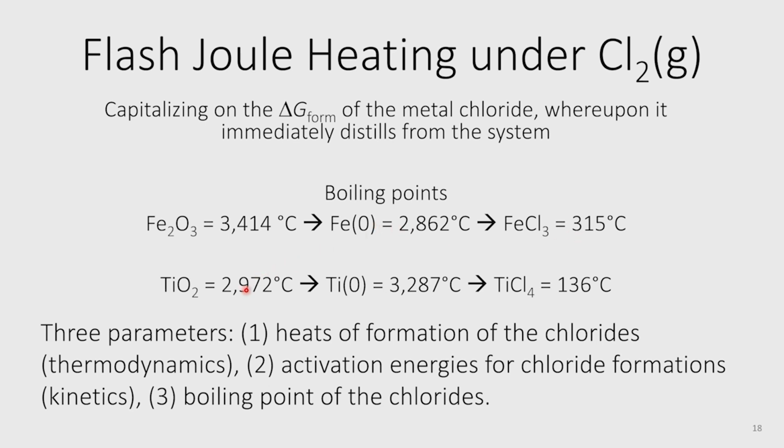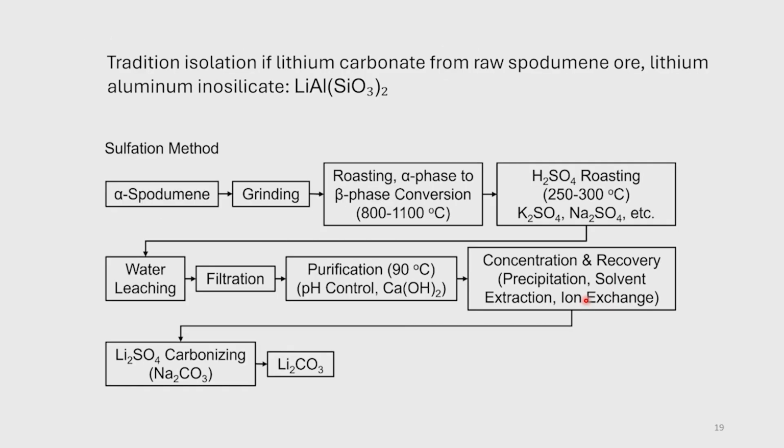Titanium oxide boils at 3,000. Titanium metal boils at 3,200. Titanium tetrachloride boils at 136. So we have three knobs to turn now. One is the heat of formation of the chloride. That's thermodynamics. The other is the activation energy of the chloride formation. That's kinetics. And the third is the boiling point. And with that, we can do these separations.